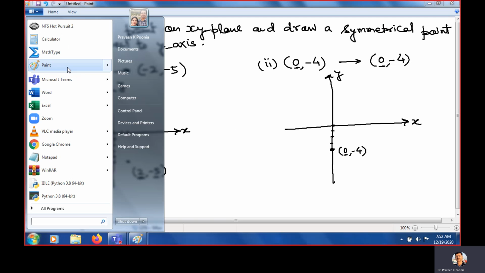Okay. Now the last and third type of symmetry, it is case 3.